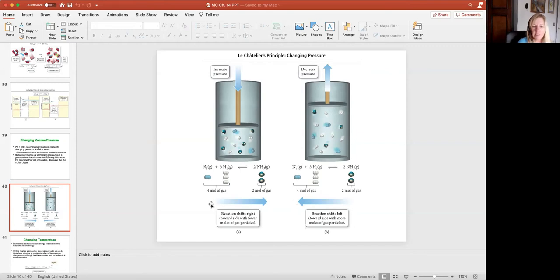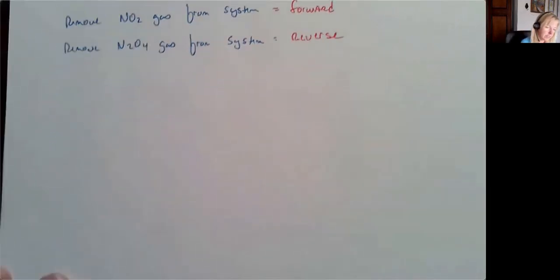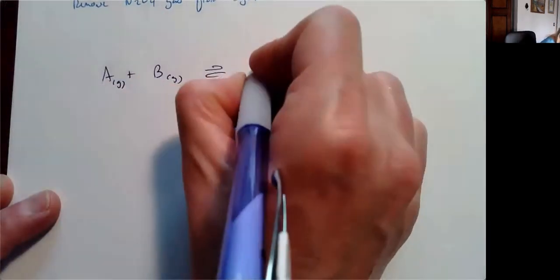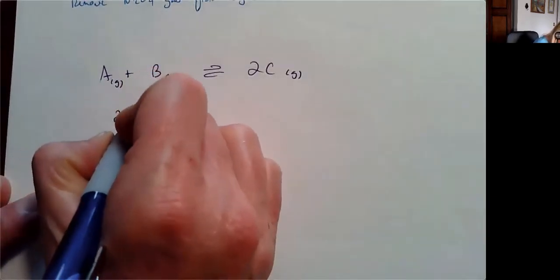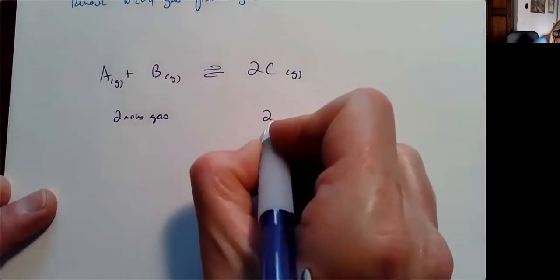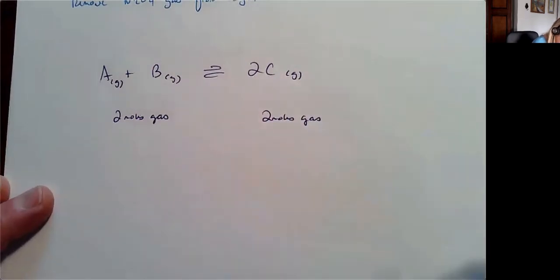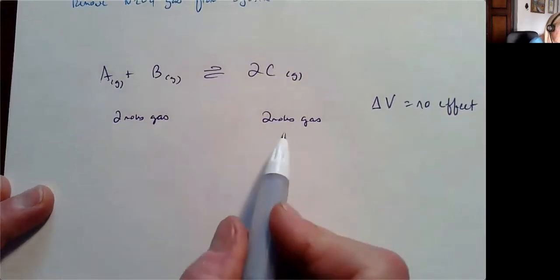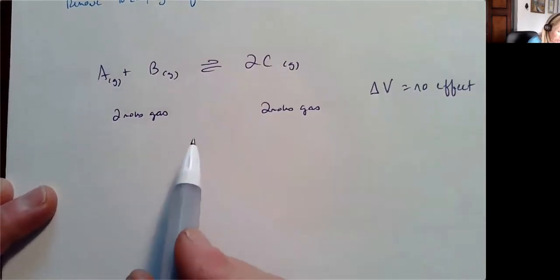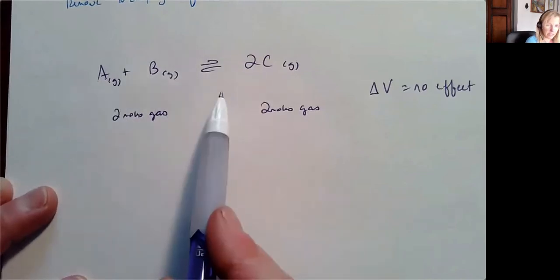Now, if there isn't a difference in the number of moles of gases, then it's not going to matter. Meaning that if I have a system where I have the same number of moles of gas as a reactant as the same number of moles of gas as a product, so let's say I have A plus B goes to 2C, now I have 2 moles of gas on this side, and I have 2 moles of gas on this side. So here, changing the volume will have no effect because neither one of these is smaller or larger. And so if I change the volume on this, neither side is going to be favored.